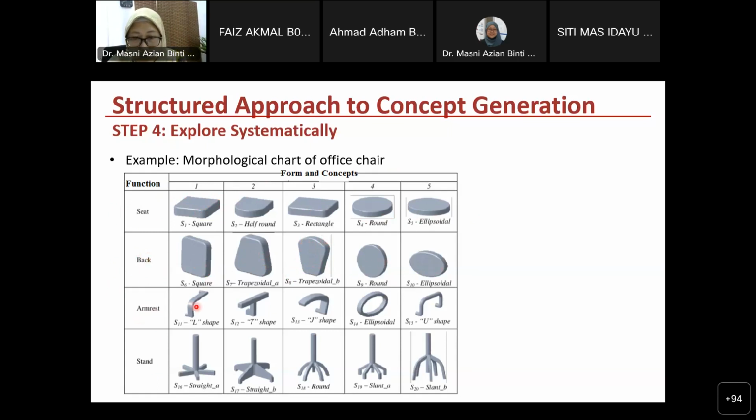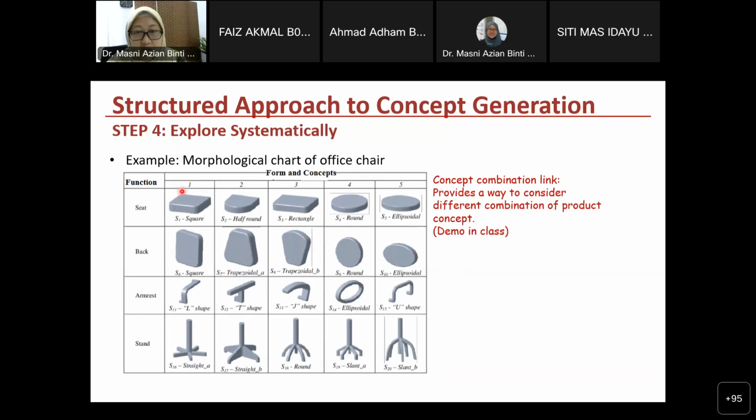And then the armrest also has many design variants. And the stand also has many design variants. Maybe with 5 legs like this, it cannot move. Maybe you can adopt some kind of mobility over here, put wheels or something. So this is the morphological chart of an office chair. The next step is to generate different concepts by combining each function differently.